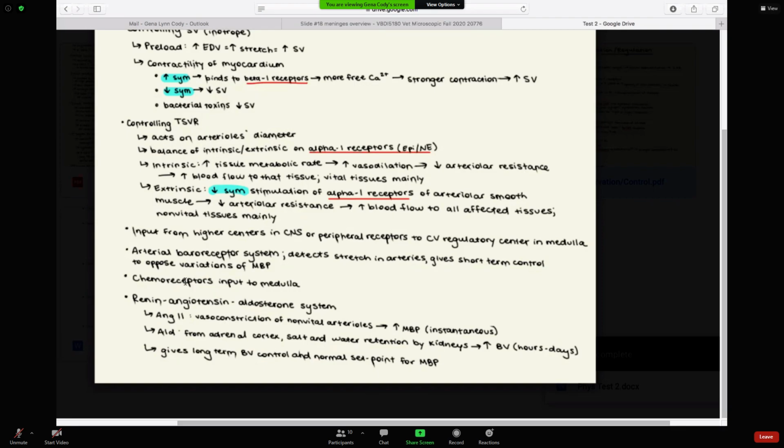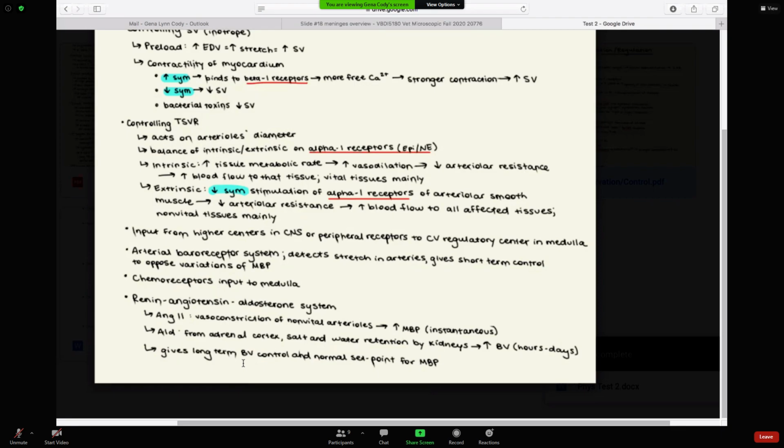I also have chemoreceptors. That mainly deals with like carbon dioxide and everything. He doesn't really talk much about that. Basically, if I have a lot of carbon dioxide, not a lot of oxygen, my heart rate's going to increase because I want to get more oxygen out to my body. And then the last one is the renin, angiotensin, aldosterone system. And the baroreceptor system really kind of opposes the minute-to-minute variations in blood pressure. This system kind of gives me like long-term control of my blood volume and sets the normal point for my blood pressure.